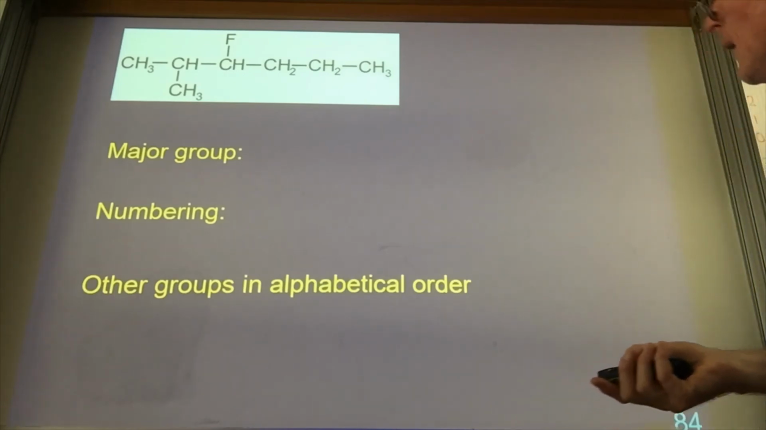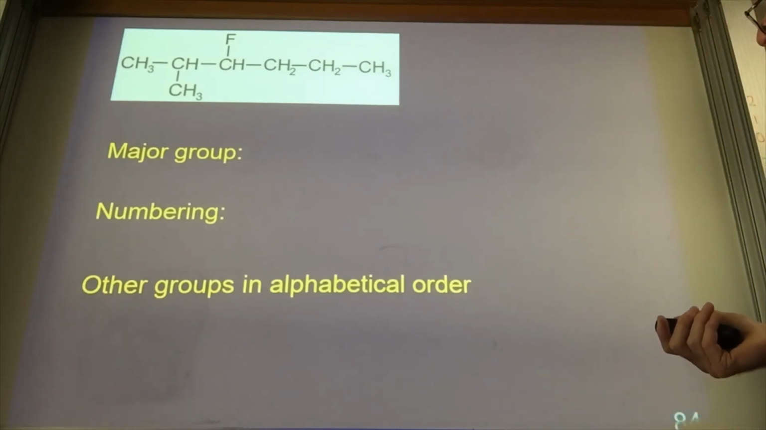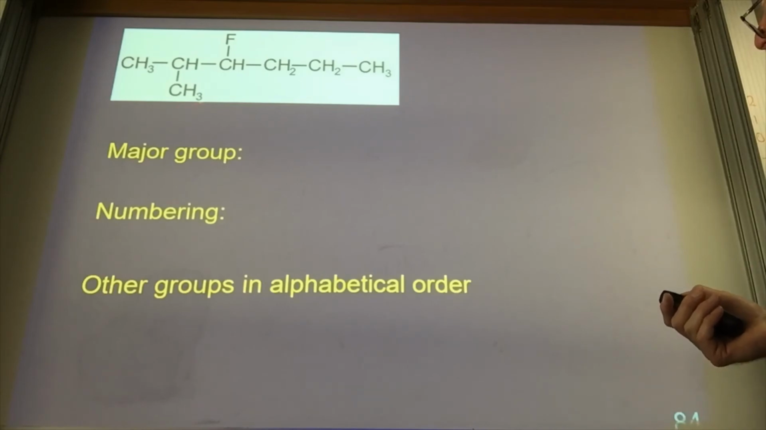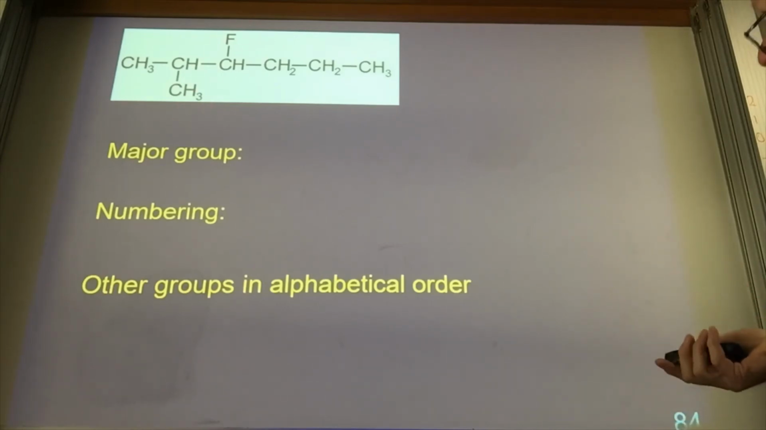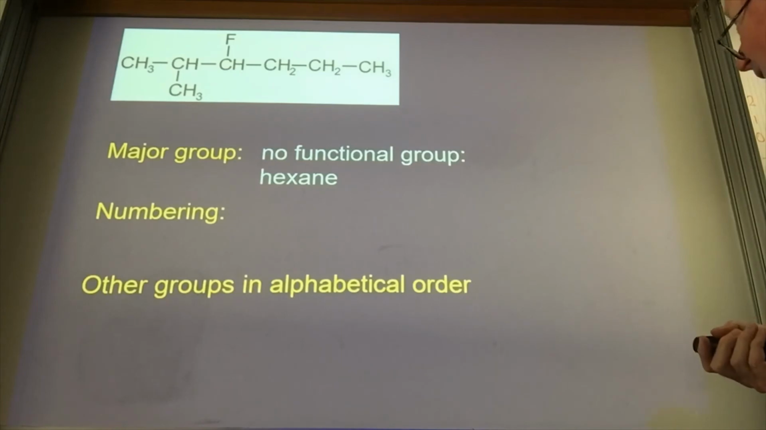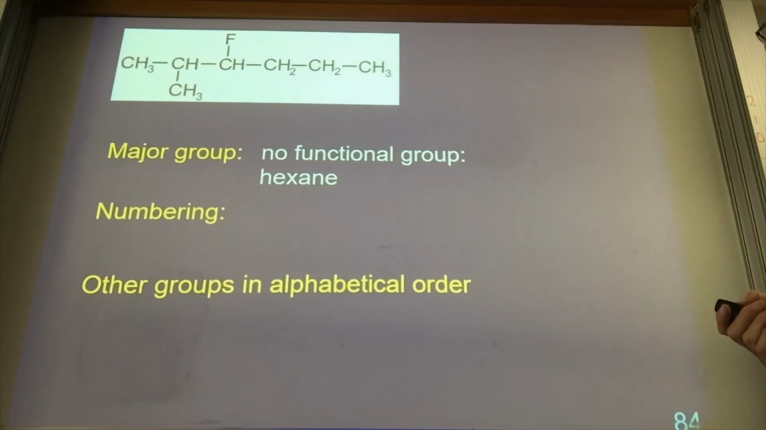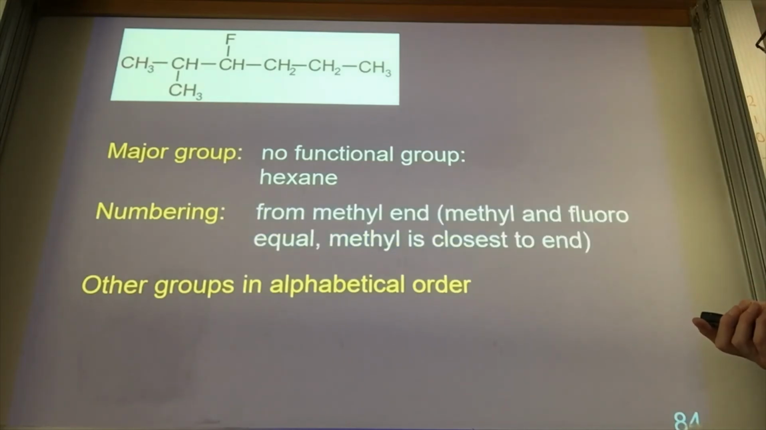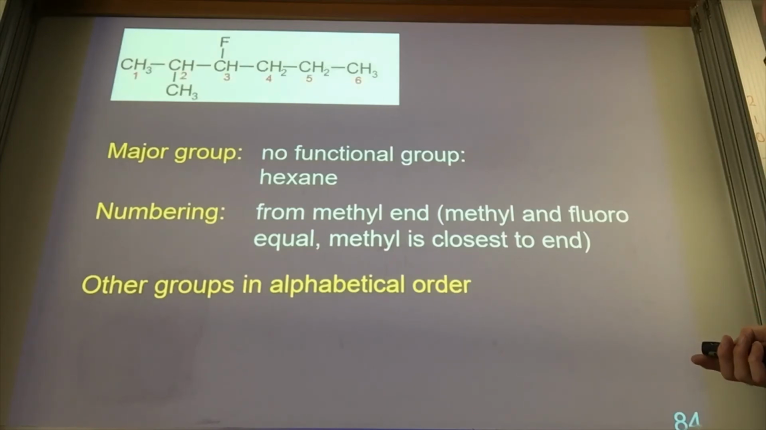Here, major functional group, well, there is no major functional group. They're actually equal in precedence. So it is just hexane. Nothing on the end, it's just hexane. Number from the end closest to either one of them. In this case, it's going to be closest to the methyl, so it's going to be from this end. And put them in alphabetical order. So what have we got? We've got 3-fluoro, 2-methyl hexane.